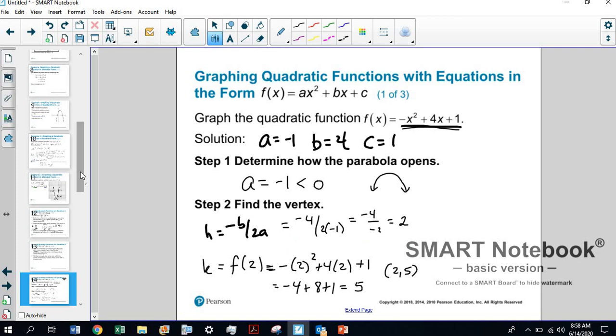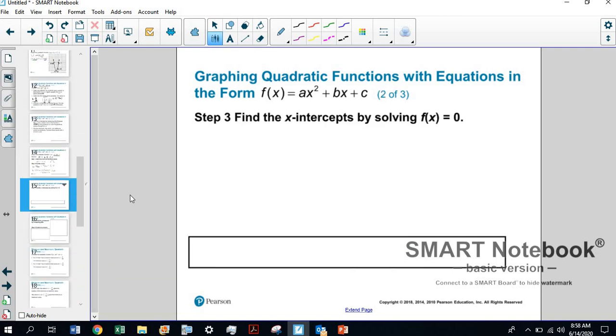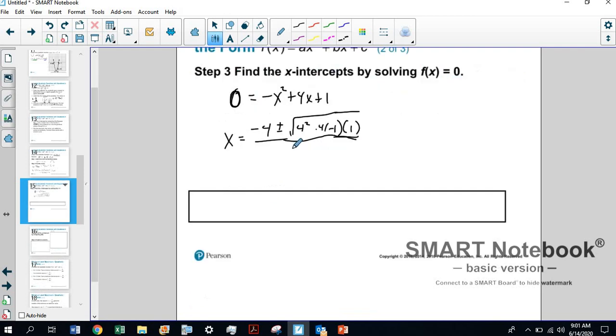Okay. It opens down, vertex is 2, 5. To find your intercepts, solve 0 equals negative x squared plus 4x plus 1. That doesn't factor. We're just going to use the quadratic formula, guys. Negative b plus or minus square root of b squared minus 4ac. We already found a and c and b before.